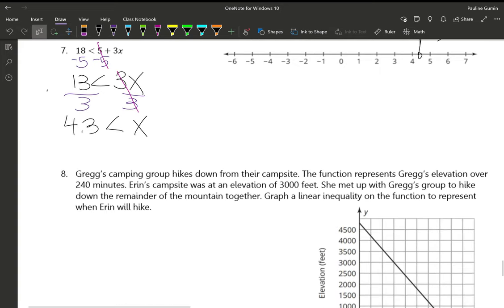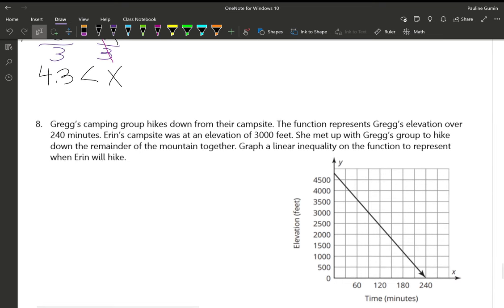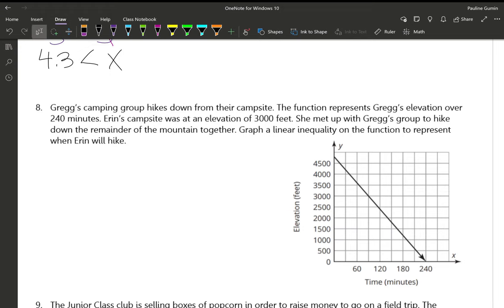Number 8. Greg's camping group hikes down their campsite. The function represents Greg's elevation over 240 minutes. Erin's campsite has an elevation of 3,000 feet. She'll meet up with Greg's group to hike all the way down the remainder of the mountain together. Let's graph the linear equality to represent where Erin will hike.